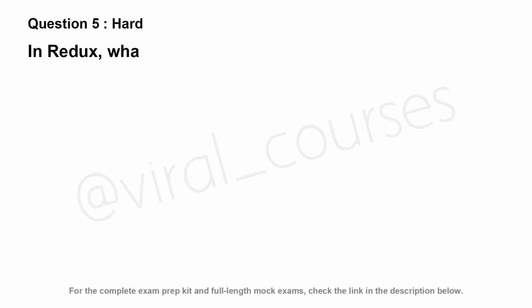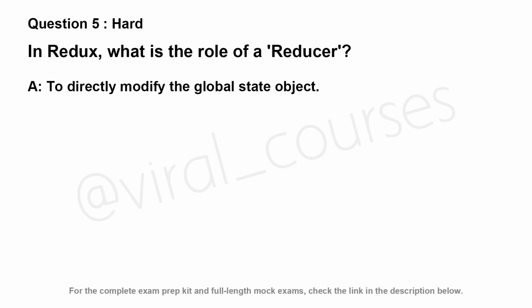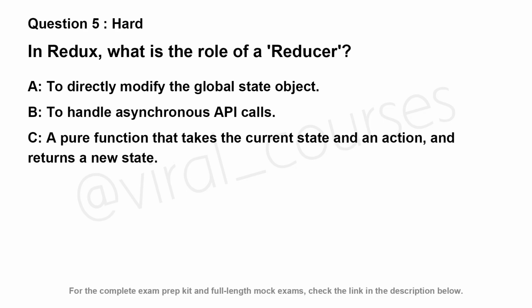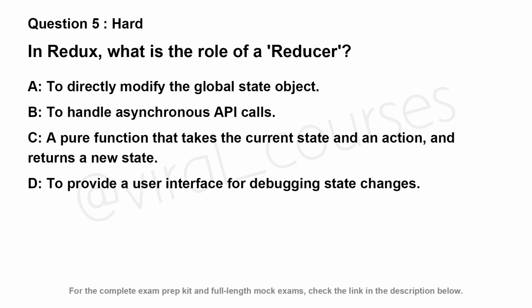In Redux, what is the role of a reducer? Option A. To directly modify the global state object. Option B. To handle asynchronous API calls. Option C. A pure function that takes the current state and an action, and returns a new state. Option D. To provide a user interface for debugging state changes.